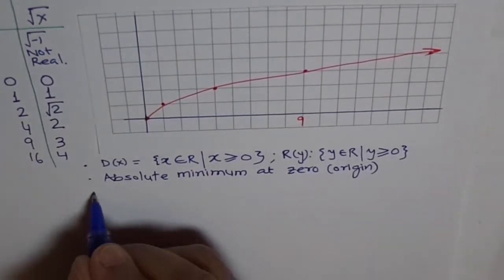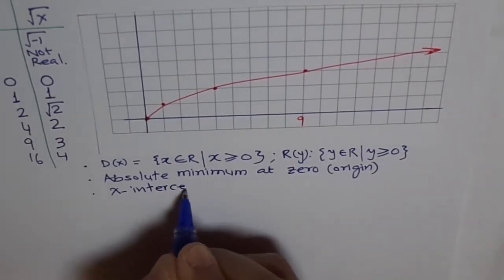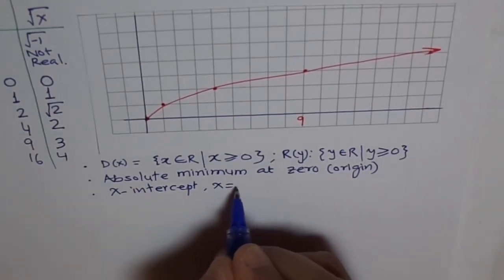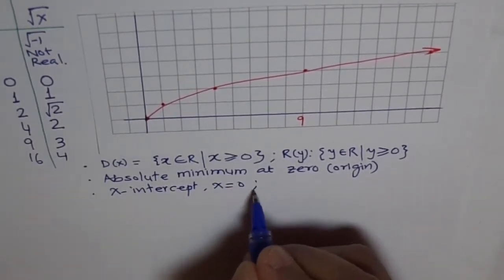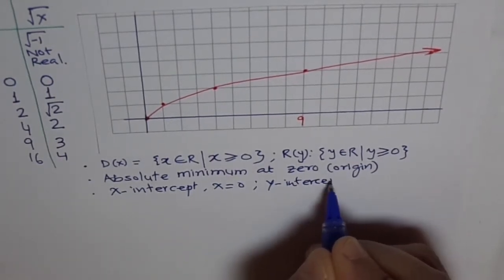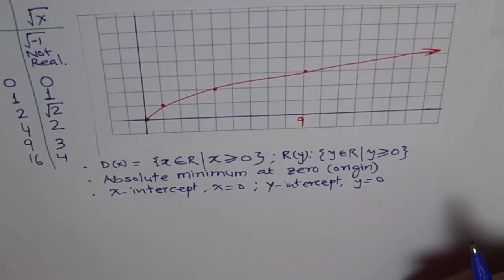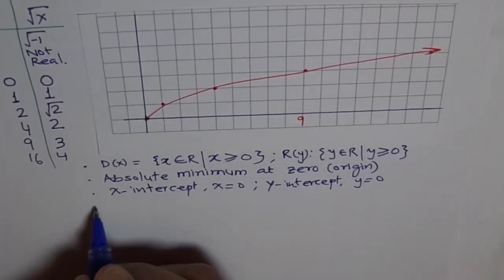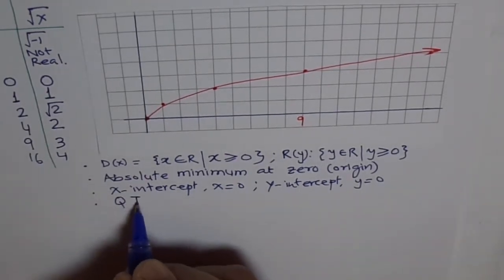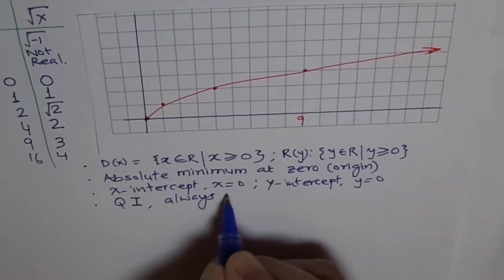Correct? And what is your x-intercept? X-intercept is x equals 0. How about y-intercept? It is also 0. Do you see that? Correct. And now you see the graph. General feature of the graph is that it's in quadrant 1 and always increasing. Is that okay?